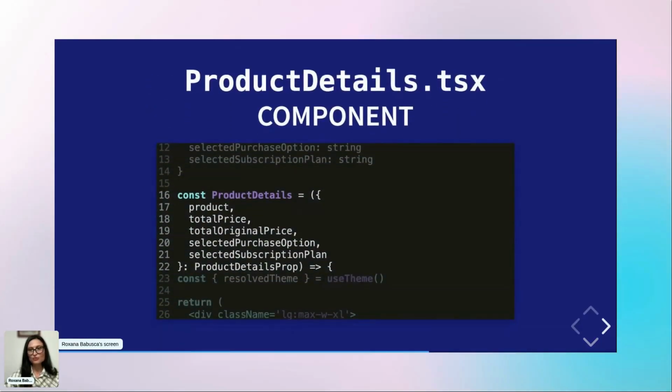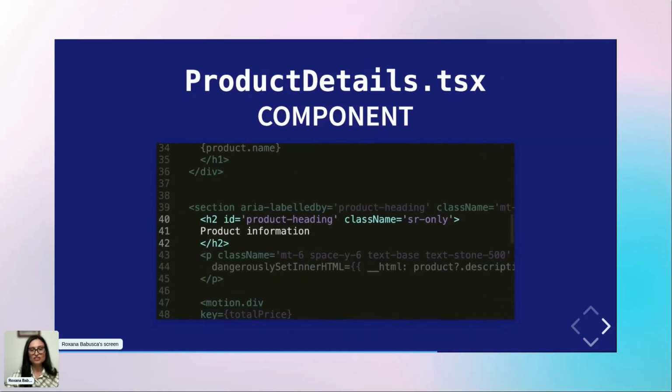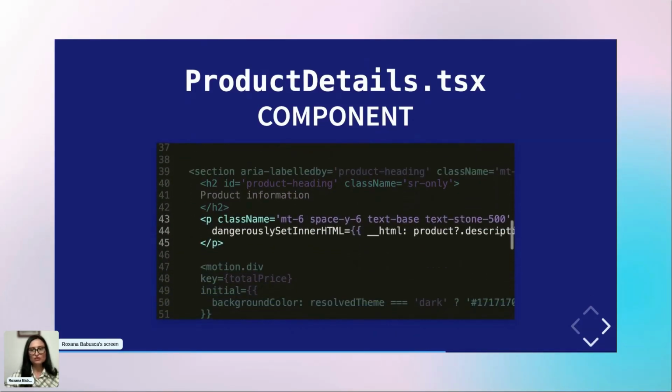This is the React component, which displays detailed information about the product. It shows the product name, the description, and pricing. And in this product details component, the product description is rendered using dangerouslySetInnerHTML.